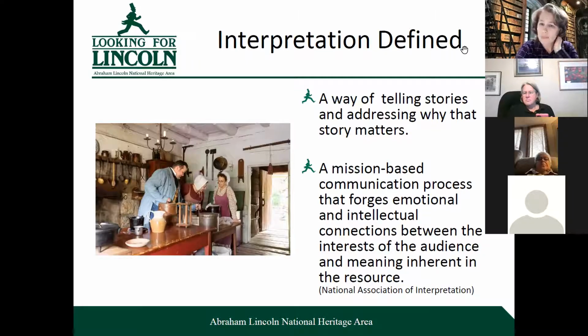Okay. And then we have the National Association for Interpretation's definition, which is a mission-based communication process that forges emotional and intellectual connections between the interests of the audience and the meanings inherent in the resource. So that is really what we're going to be talking about today: interpretation, what it is, and how we use it.